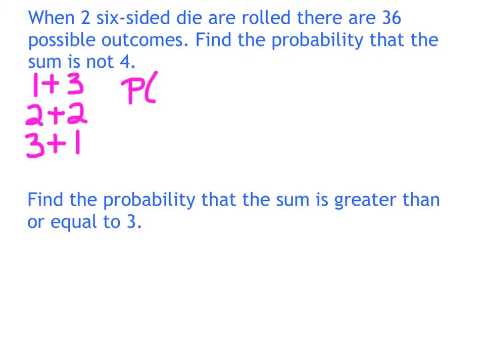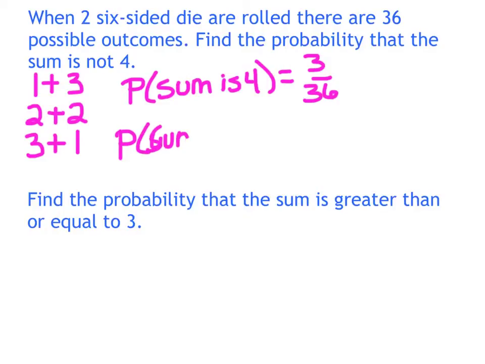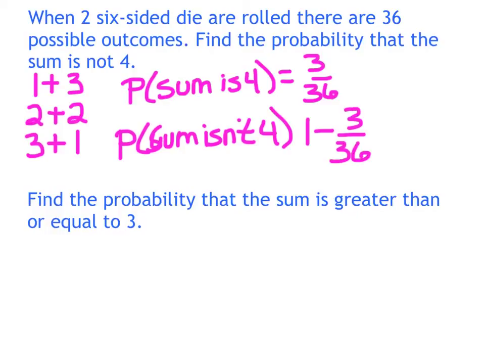The probability that the sum is 4 is 3 out of our 36, right? Now, the probability that the sum is not 4 would then just be the opposite of that. That would be 1 minus 3 over 36, which should be 33 out of 36. The other 33 possible combinations don't add up to 4. So 33 out of 36, which of course reduces to 11 over 12 is the final answer.